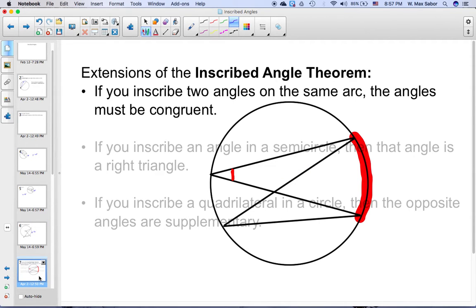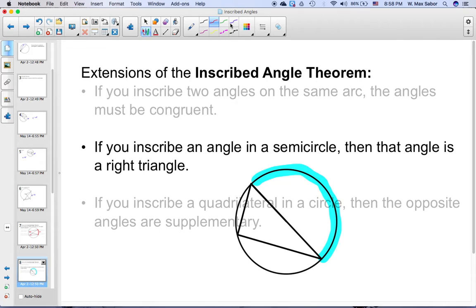There are three extensions of the inscribed angle theorem. One is that if we inscribe two angles on the same arc, then the angles must be congruent. So if this was x, then this will be 2x because it's double that one. Now, if we want to look at this, coming from here, this is 2x, so we can cut it in half to get that. So then these two must have been the same.